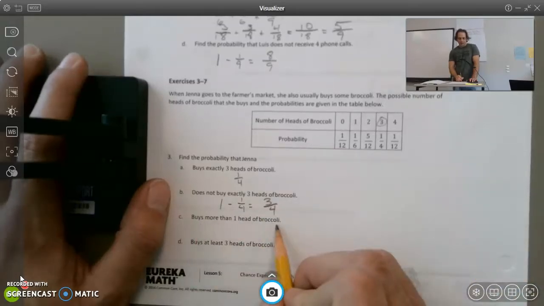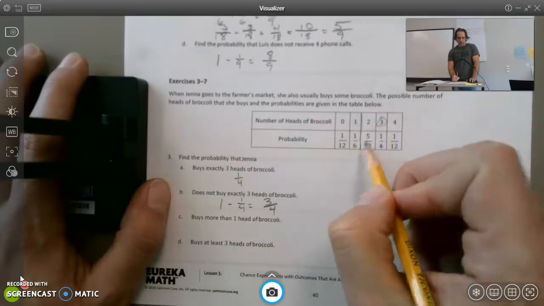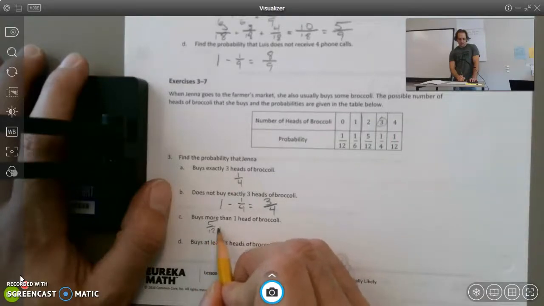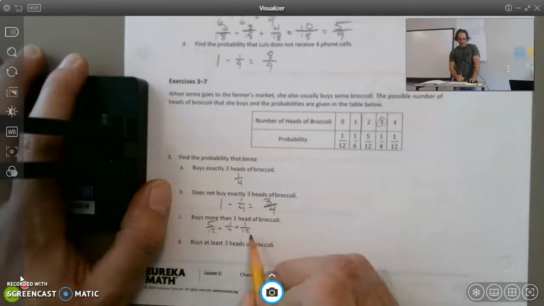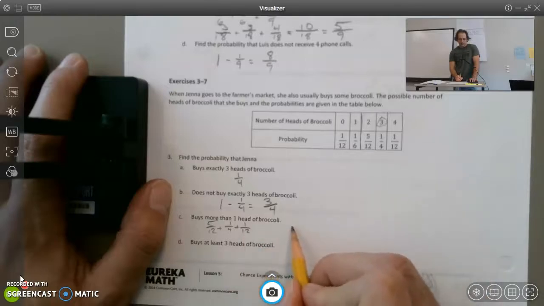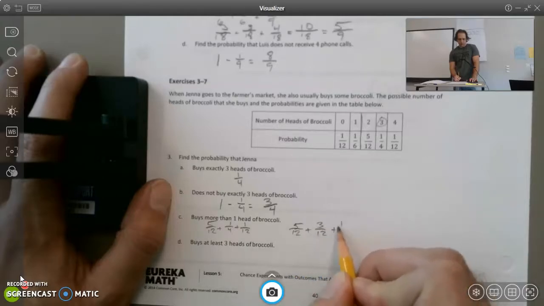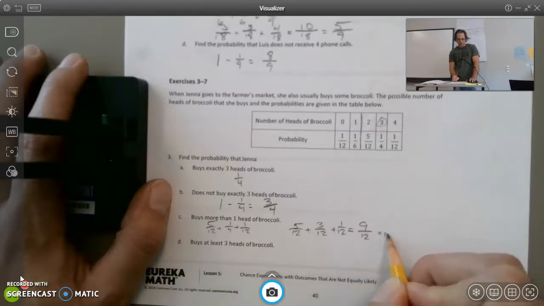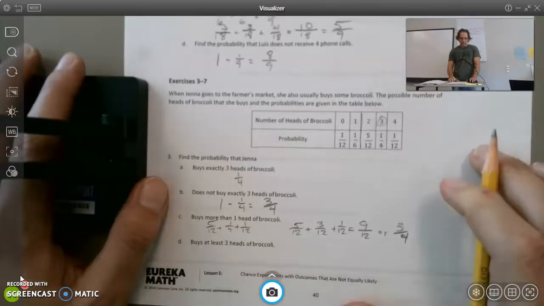Buys more than 1 head of broccoli. More than 1 head, so not 0 and not 1, but 2, 3, or 4. So that would be 5/12 plus 1/4 plus 1/12. I'm going to rewrite this as all 12ths, 5/12 plus 3/12 plus 1/12, and that's going to give me 9/12 or 3/4. Just found my common denominator here of 12.